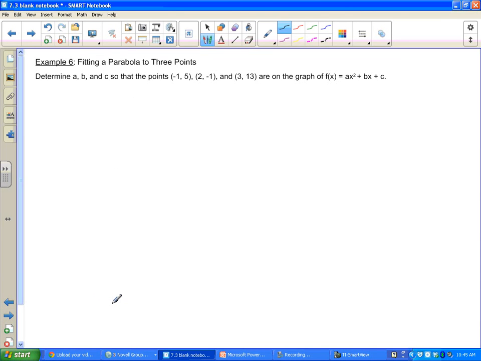One is fitting a parabola to 3 points. Determine a, b, and c so that the points (-1, 5), (2, -1), and (3, 13) are on the graph of f(x) = ax² + bx + c. So what is happening here is they're telling us that if x is -1, then y is 5, or f(x) is 5. And so what we can do is plug in our x's. So a times (-1)² plus b times -1 plus c has to equal 5.